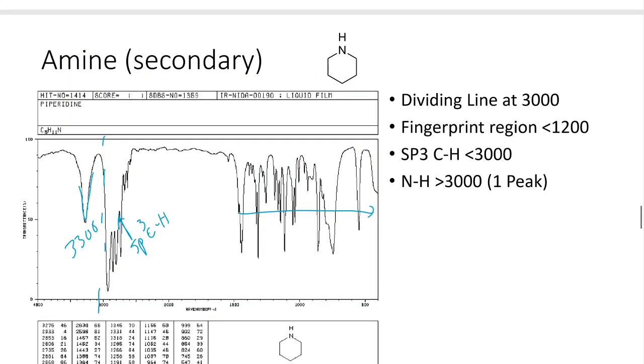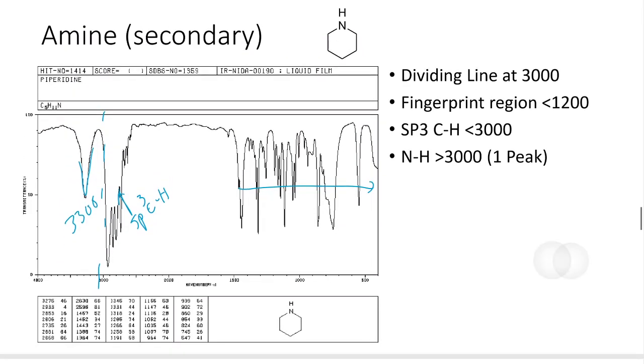It's important to note that a tertiary amine, such as trimethylamine, would not give us a peak at 3300 in the IR because there's no nitrogen-hydrogen bond. Because that nitrogen-hydrogen bond is absent, tertiary amines are not interesting in IR.